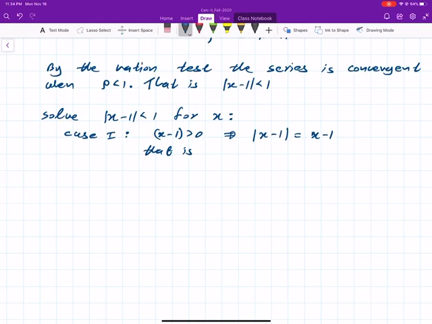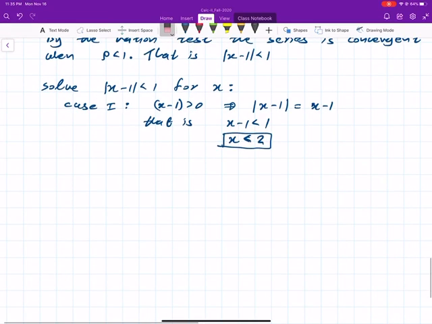The given inequality will become x minus 1 less than 1, and then this will give you x is less than 2. So this is one solution. You have to get the second solution. For that, I'm going to case 2.